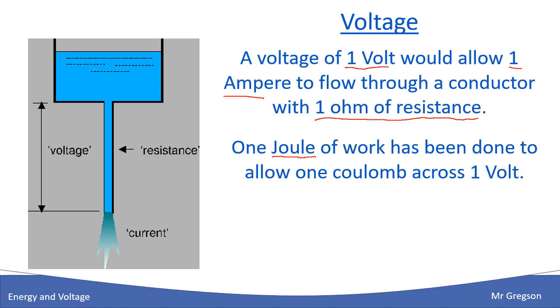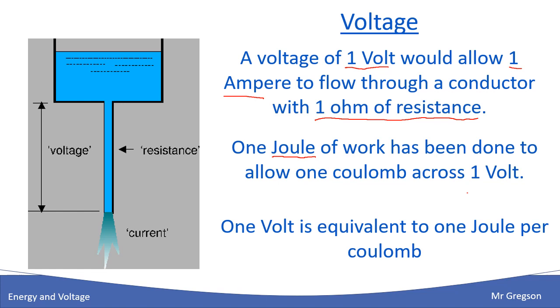So, 1 joule of work has been done to allow 1 coulomb, we're talking about charge here, to go across 1 volt. Okay, so 1 joule is a quantity, an amount of energy. So we've measured an amount of charge at a particular voltage. Get all these down on your revision sheet, and when we start the practice questions, you'll be able to put them into use. So 1 volt is equivalent to 1 joule per coulomb. That's just a simplification of the previous one.